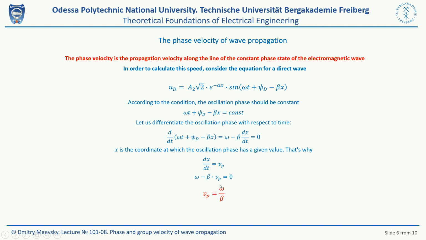From here, it can finally be obtained that the phase velocity is directly proportional to the oscillation frequency and inversely proportional to the phase factor beta. This is a very important conclusion which will later help us to understand the reason that the telegraph cable between Europe and America, which we talked about in the first lecture, worked with very large distortions.